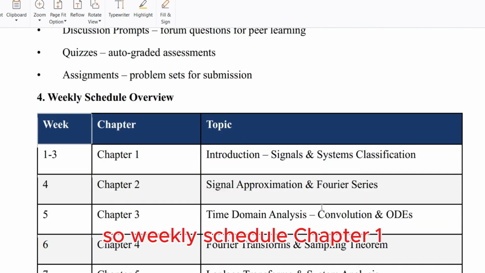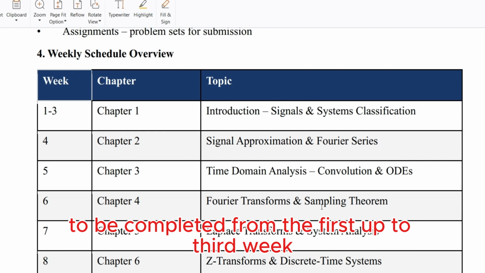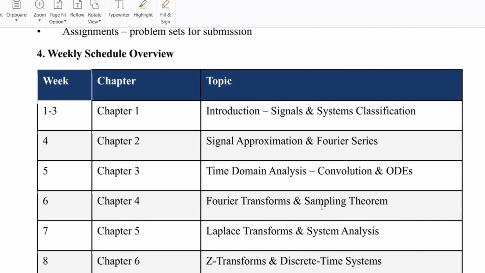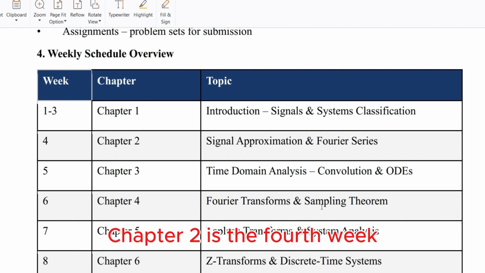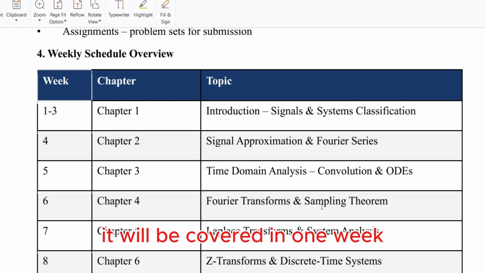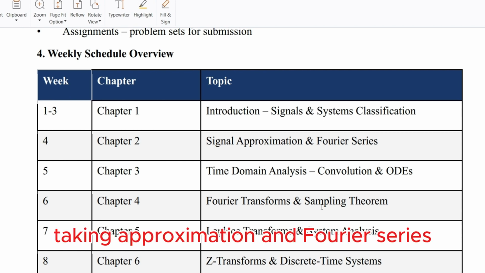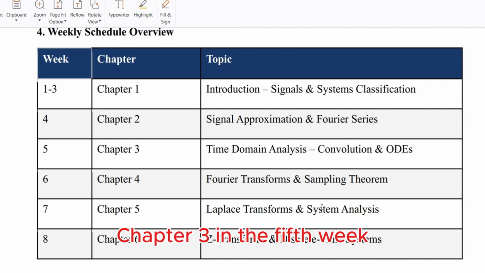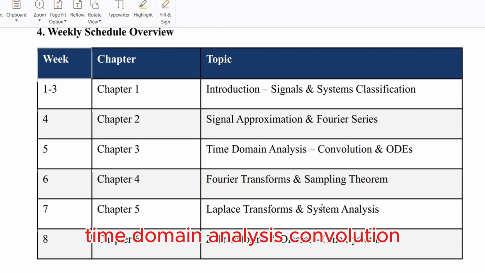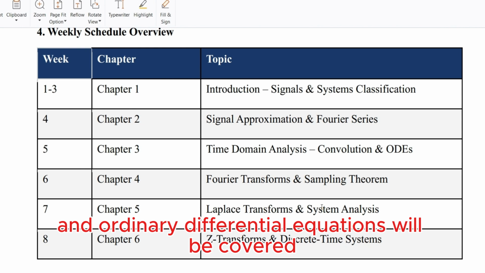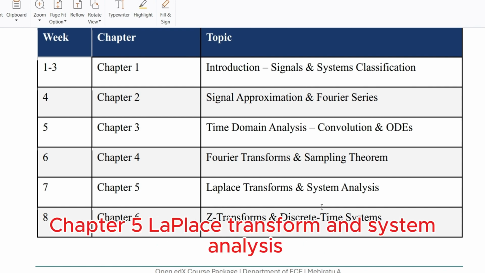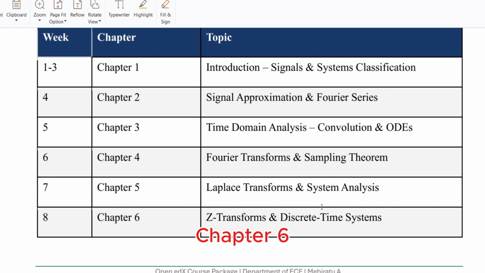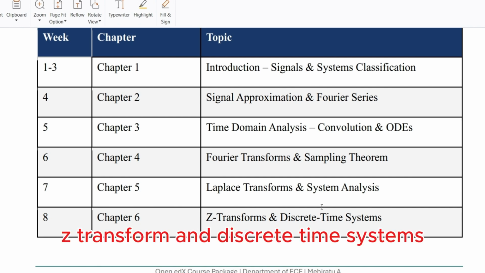For the weekly schedule, Chapter 1 is scheduled to be completed from the first up to the third week. It covers the introduction and signals and systems classification. Chapter 2 is in the fourth week, covered in 1 week: signal approximation and Fourier series. Chapter 3 in the fifth week: time domain analysis, convolution and ordinary differential equations. Chapter 4 is Fourier transform and sampling theorem. Chapter 5, Laplace transform and system analysis. Chapter 6, Z transform and discrete time systems.